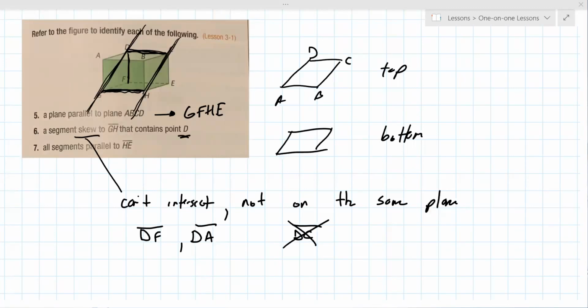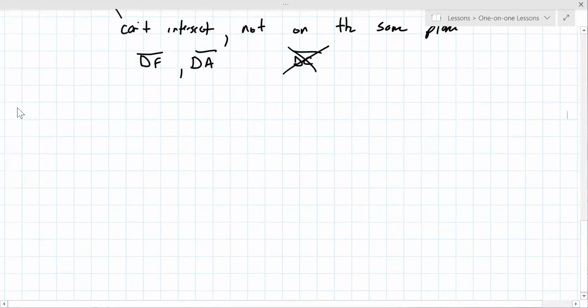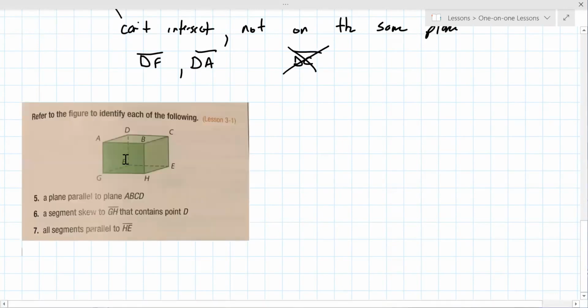All right, 7. All segments parallel to HE. I'm going to re-snip, oops, that was from something else. I'm going to paste the picture so that we can see it here. HE is right here. So do you see how BC is parallel to it? Mm-hmm. BC is an answer.